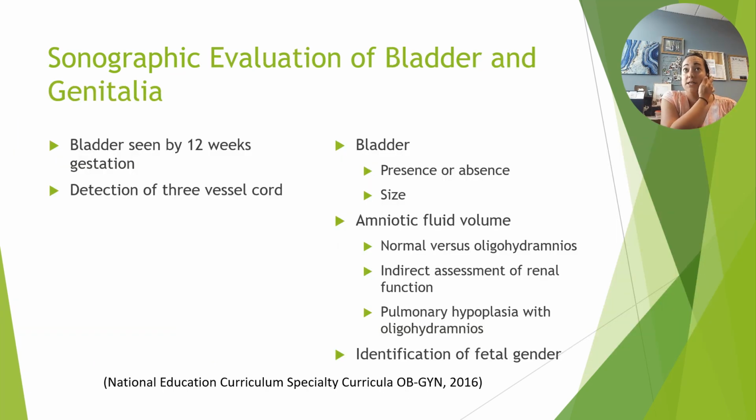Then we want to evaluate the bladder. Again, the bladder can be seen as early as 12 weeks. That's when urine is being created by the kidneys, so that makes sense. And then we want to detect if there is the 3-vessel cord, the 2 umbilical arteries that wrap around the bladder. Is the bladder present? Is it absent? And then is it normal appearance and size, or is it large or small?